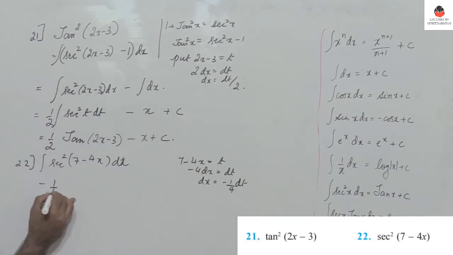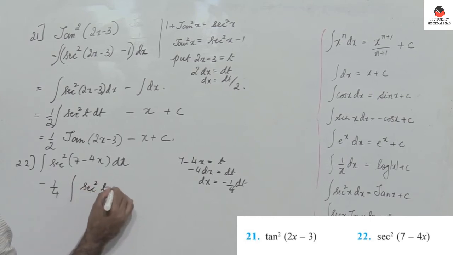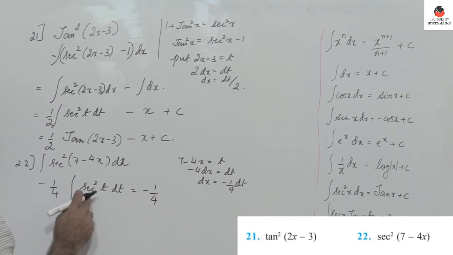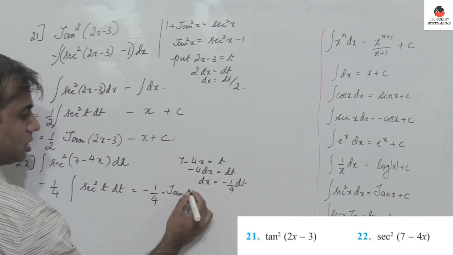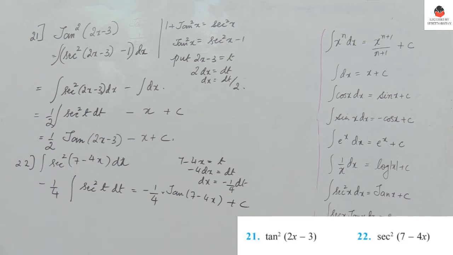So you have minus 1 by 4 integral secant square t dt. And this is nothing but minus 1 by 4. What is secant square t integral? It is tan t. And what is t? 7 minus 4x plus c. So you have minus 1 by 4 tan 7 minus 4x plus c.